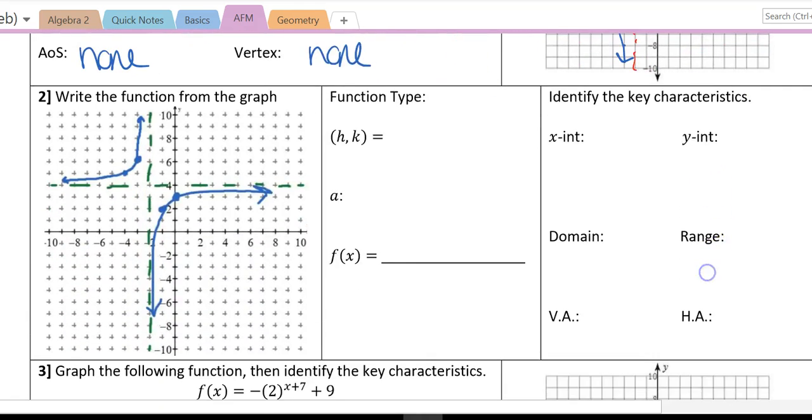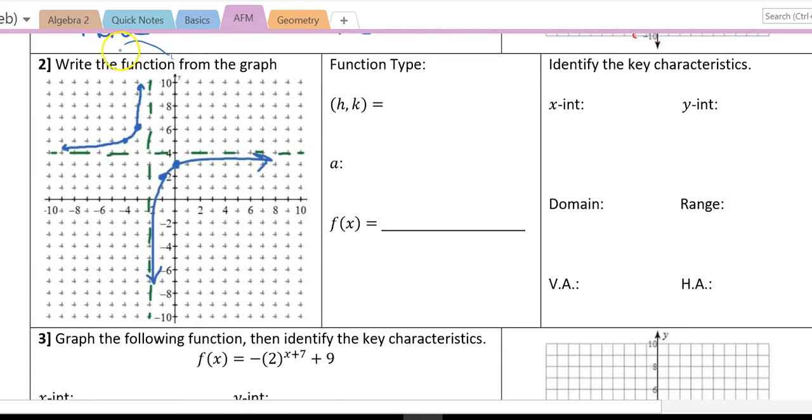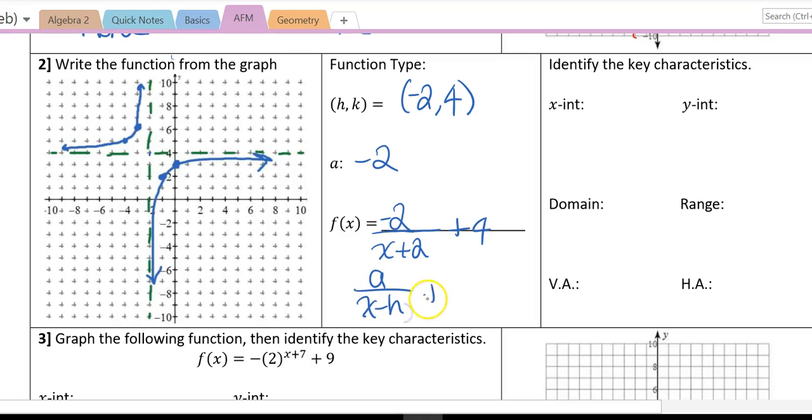So number 1, done. Number 2, write the function. I guess it's the equation of the function, write it from its graph. So let's just pull out some key information here. Our hk is -2, +4. The a value, we'll look here to see what it's from this dot here, what we're moving. We'll move over 2, down 1, over 1, down 2. And then over 1, up 2. So that's going to be -2. This becomes -2 divided by x plus 2 and then plus 4. So we're following a over x minus h plus k, and it's negative because it's in this quadrant and this quadrant.